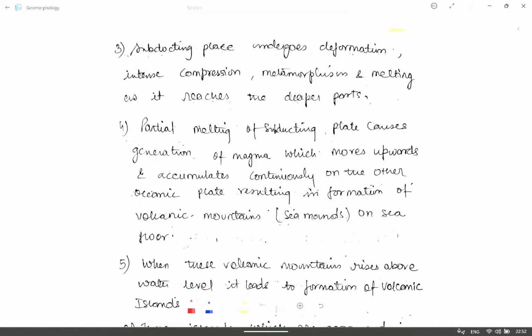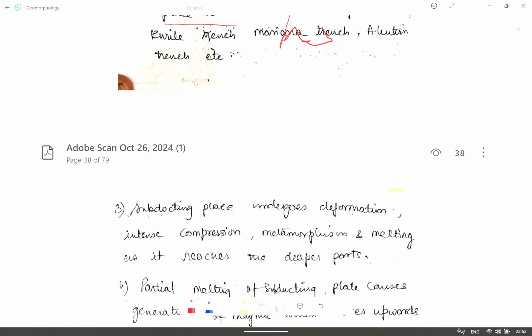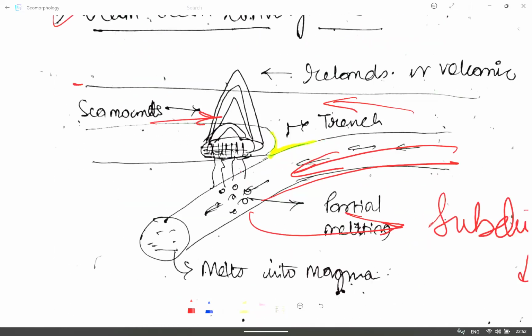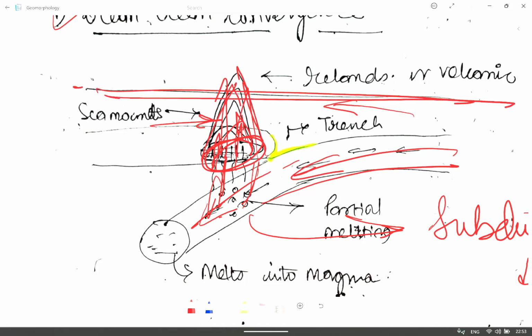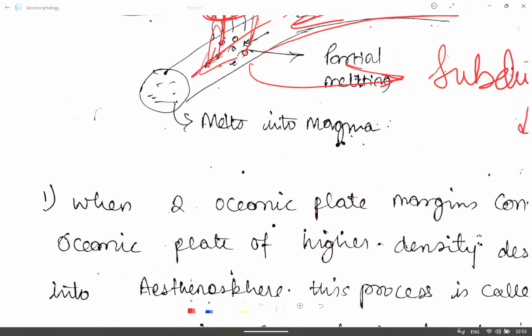Aleutian Trench. Now the subducting plate undergoes deformation. There is a lot of compression, then metamorphism and melting as it reaches the deeper parts. So as it goes down, melting starts to happen. Due to this melting, there is a formation of magma, and this heat accumulates in the other oceanic plate. Now this magma is released and results in the formation of sea mounts, and many times it comes up above the oceanic surface too. That is what we see in Iceland.